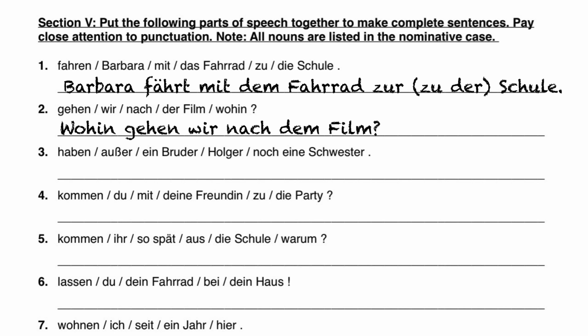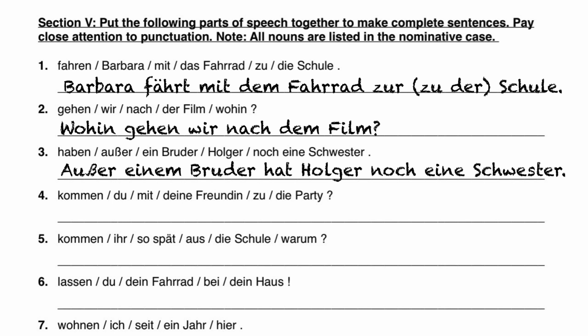Nummer 3. This one's a little bit weird. So this one we want to say, besides a brother, Holger also has a sister. And it's a little bit strange phrasing as far as English is concerned, but in German this makes perfect sense. So I'm just going to hand you this answer. This one says, außer einem Bruder hat Holger noch eine Schwester. Here we started our sentence with a prepositional phrase, außer einem Bruder, besides a brother.